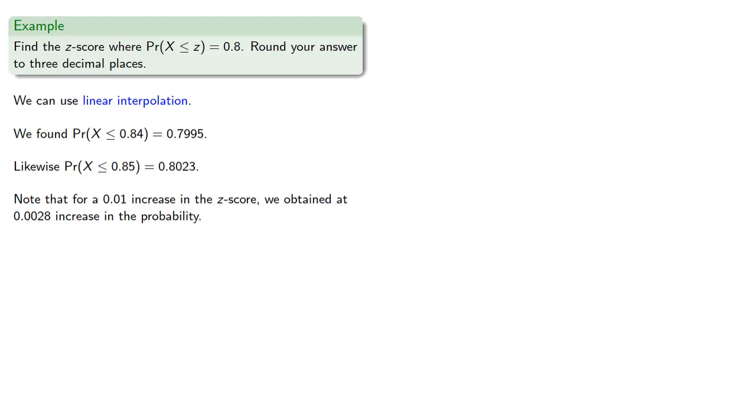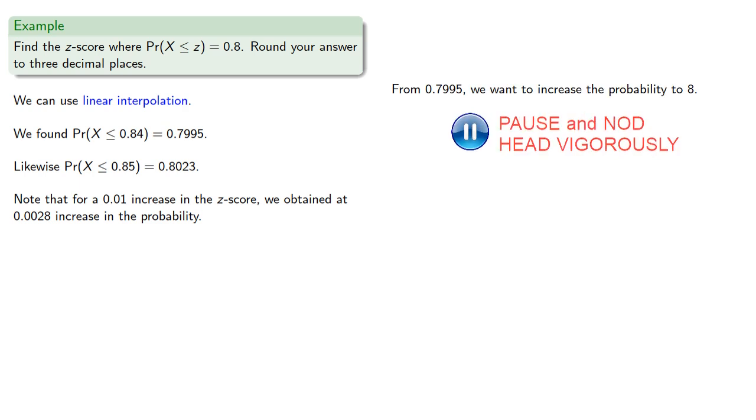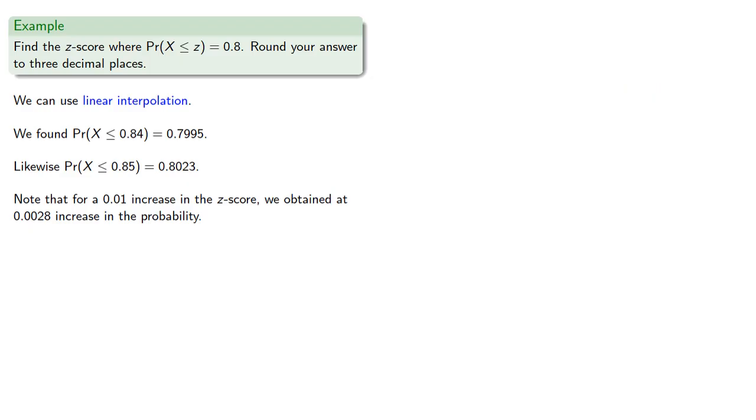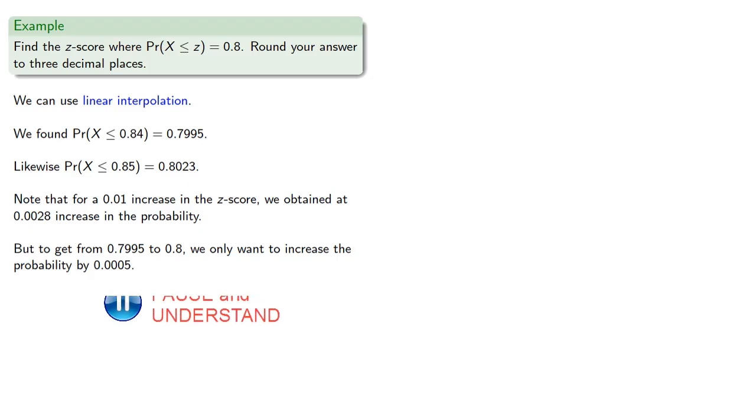Now we want our probability to be 0.8. So for 0.7995, we want to increase the probability to 0.8. So we want to increase our probability by this amount. And so to get from 0.7995, that's this value, 0.84, to our desired probability, 0.8, we only want to increase the probability by 0.0005.